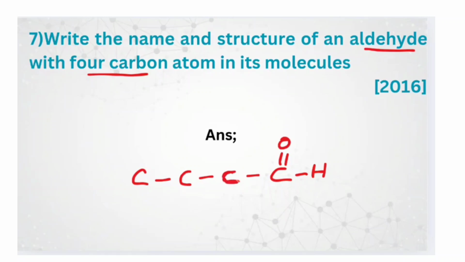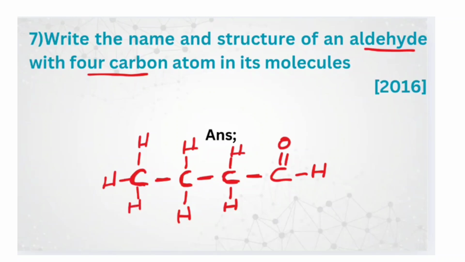This second carbon has only 2 bonds, and we know that the valency of carbon is 4, so the remaining is 2 hydrogens. The next carbon atom is bonded with 2 bonds and the remaining 2 hydrogens. And the final carbon atom has only 1 bond and the remaining 3 hydrogens. The balancing of hydrogen depends upon the valency of carbon, that means tetravalent carbon.